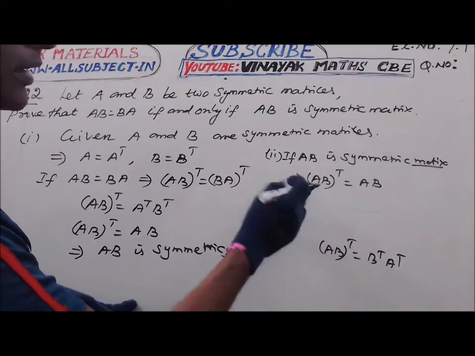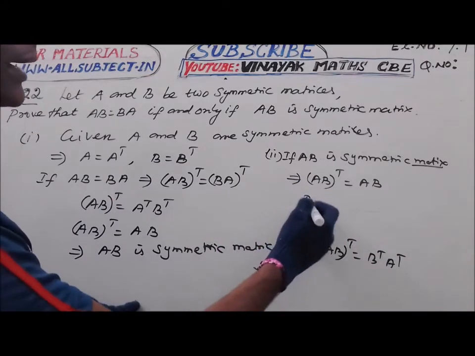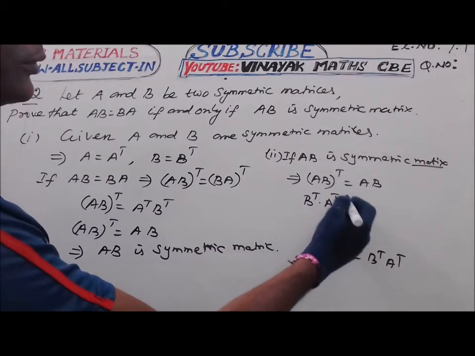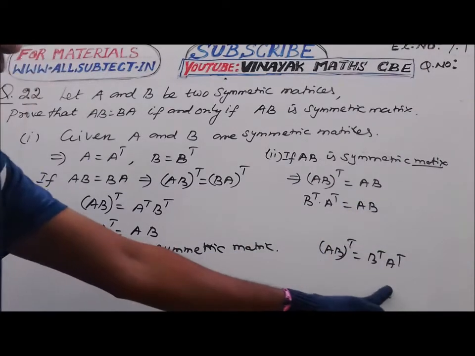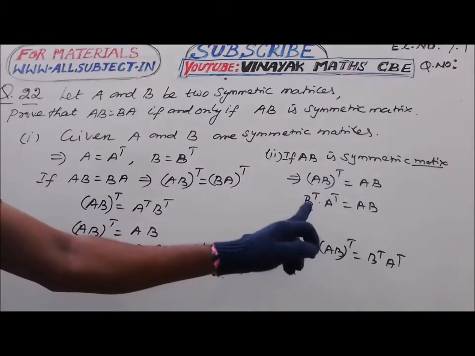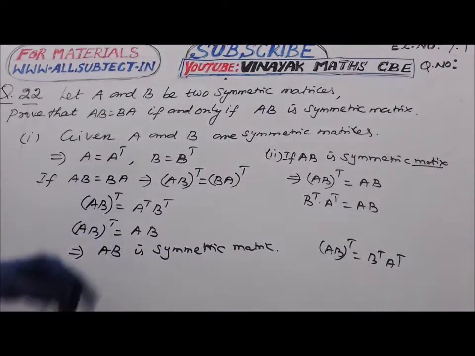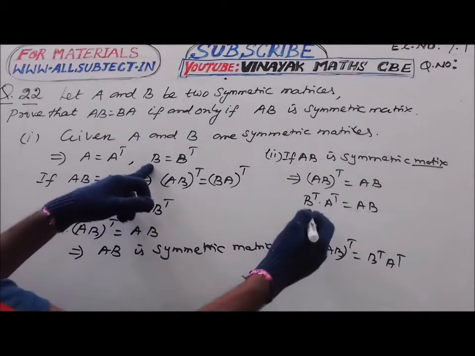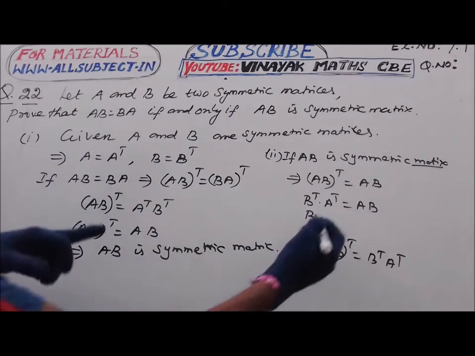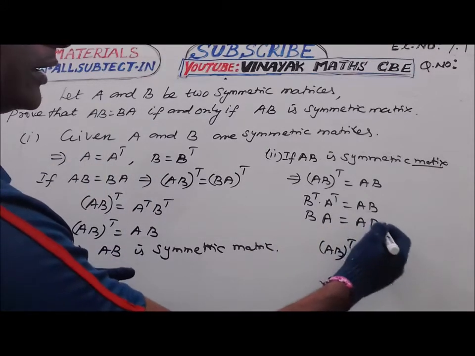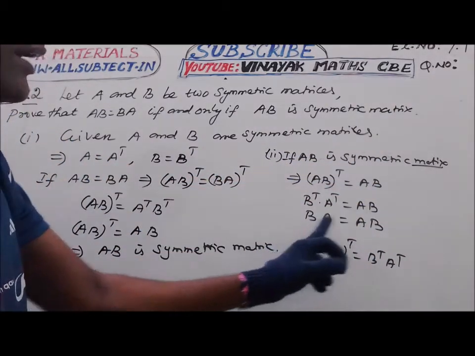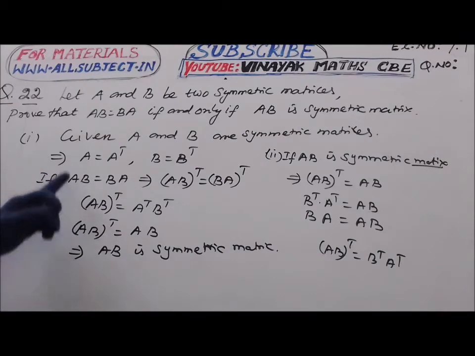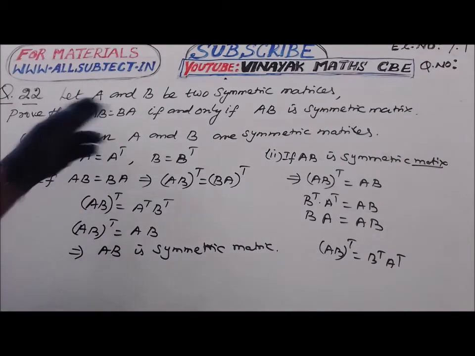By use of this formula, we can convert this as B transpose into A transpose is equal to AB. By substituting AB whole transpose as B transpose A transpose, this will be equal to B transpose into A transpose. But B transpose is B and A transpose is A, which is equal to AB. Therefore, if AB is symmetric matrix, then BA equal to AB. If AB equal to BA, then AB is symmetric matrix. So we have proved the required result.